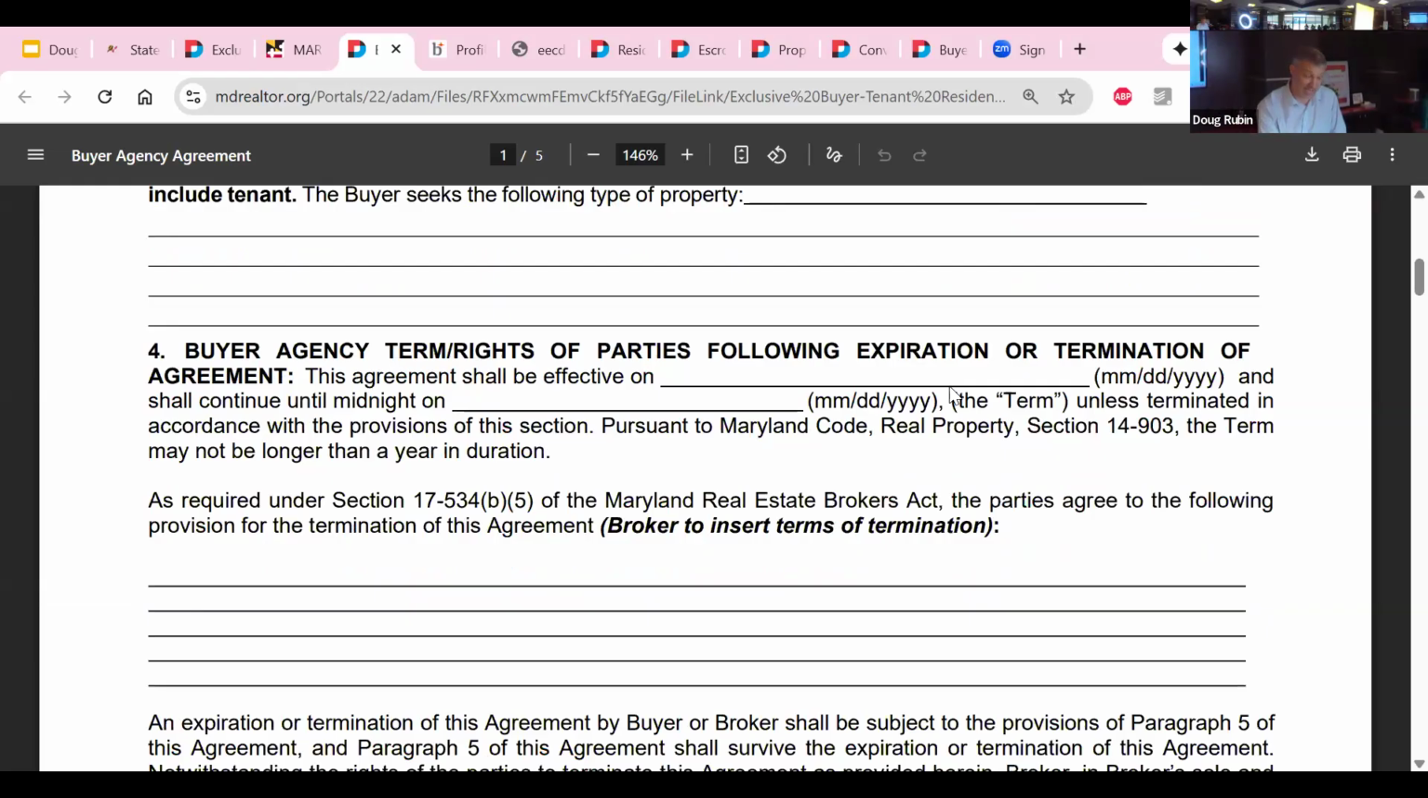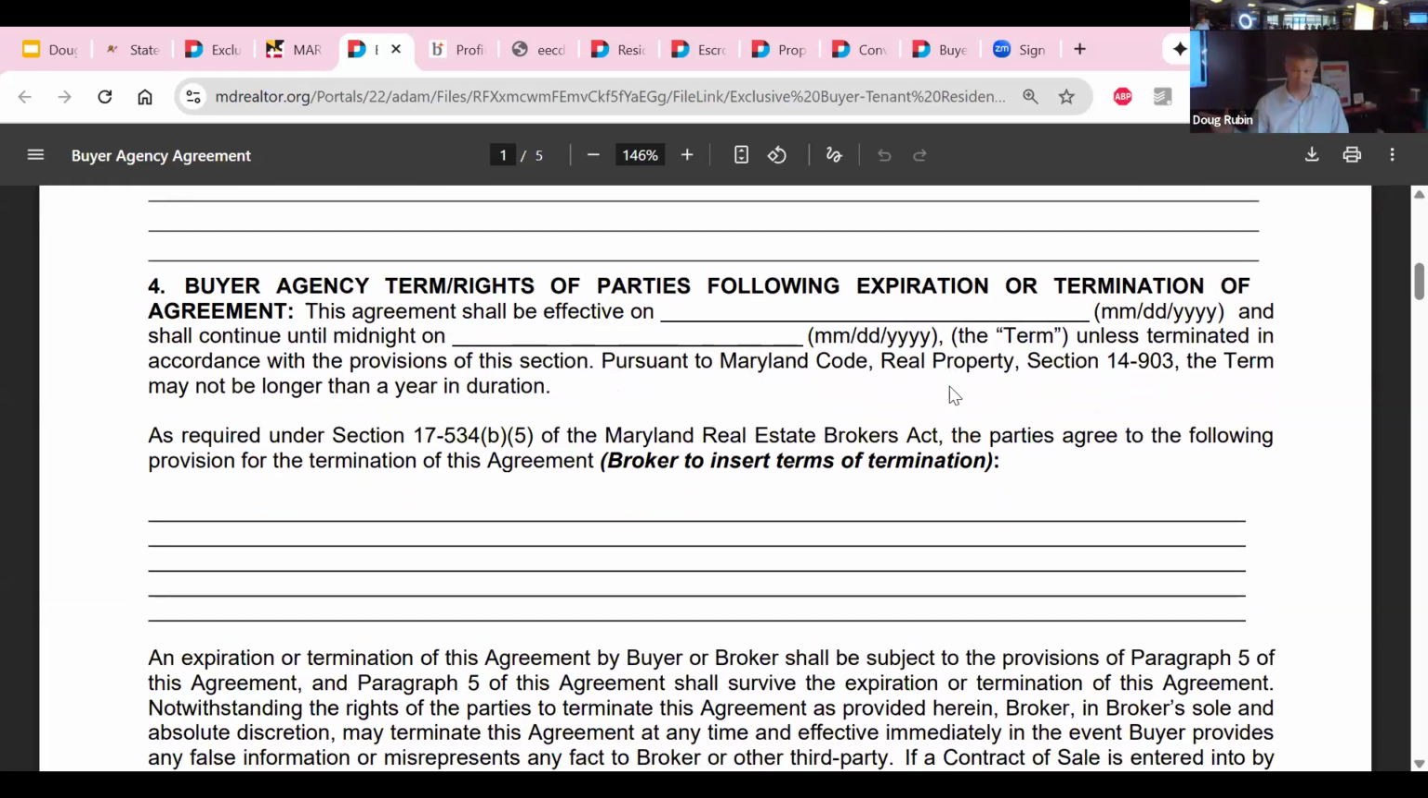Again, it must have a beginning and end date. It shall not be longer than 1 year in duration, including extensions. And you need to have a fixed way to get out of the contracts. The parties aren't wedded to each other indefinitely. So again, I put something like unilateral termination by either party with 3 days written notice unless under contract. Okay.